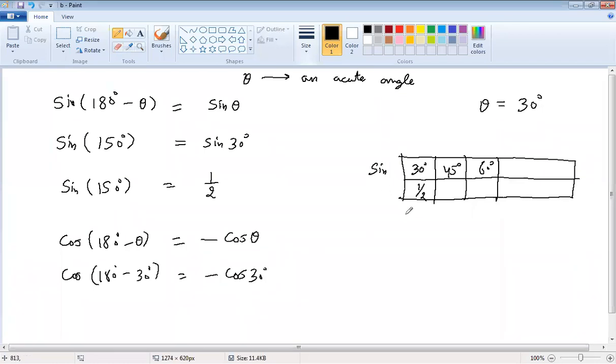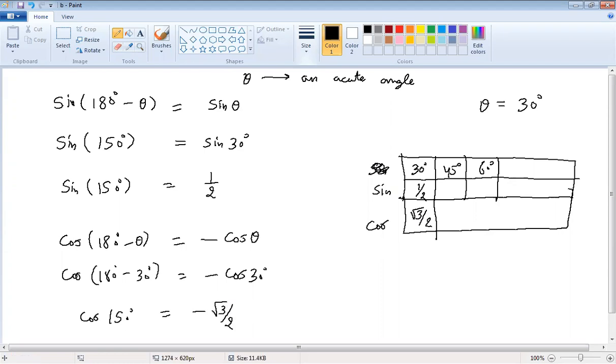These are the values of sine. Now here I write the cos of 30 is root 3 by 2. So cos of 150 degree is how much? Minus root 3 by 2. Is it clear?